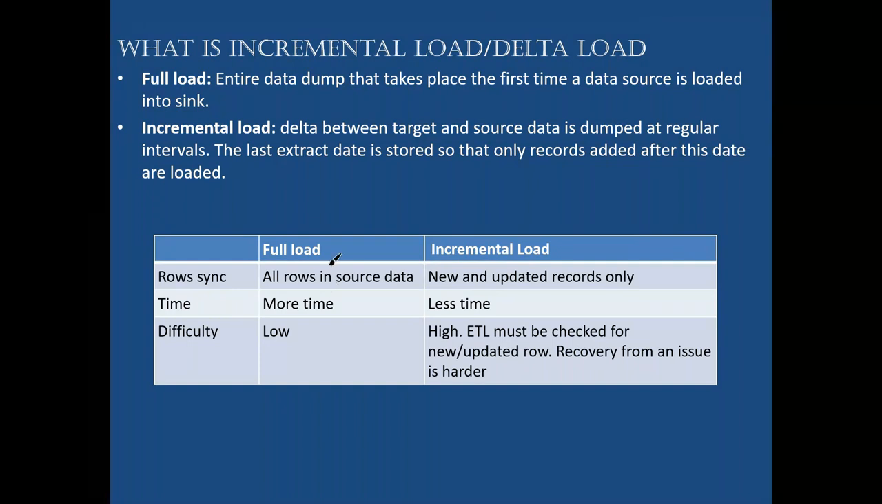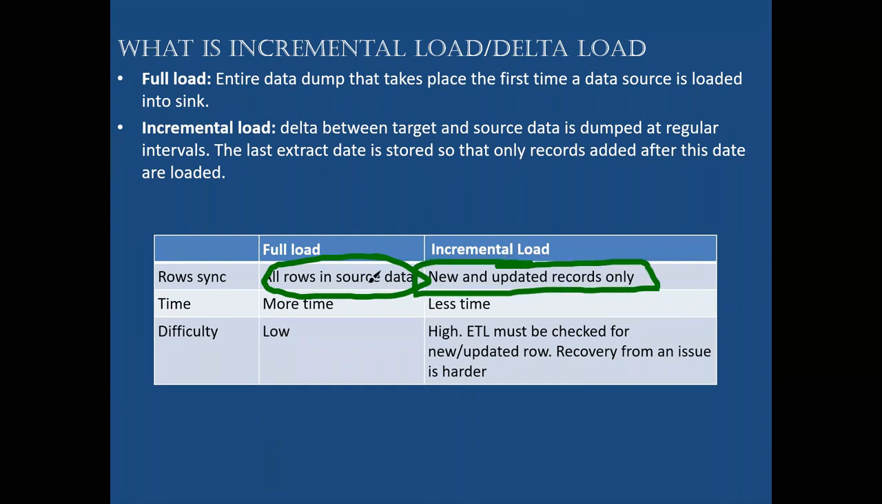If you see row sync, in full load all rows in the source data will be copied. But incremental load means we take only new records and updated records from the source. Full load takes more time because we copy all the data. Incremental load takes less time because we copy only new and updated records. Difficulty: in full load there is no difficulty. Directly give the table name at the source, and it will take everything and copy into the target. But incremental is high difficulty. ETL must verify whether the source record is a new record or an updated record. If the record is new or updated, then only it should be taken. If it is an old record, it should not be taken.